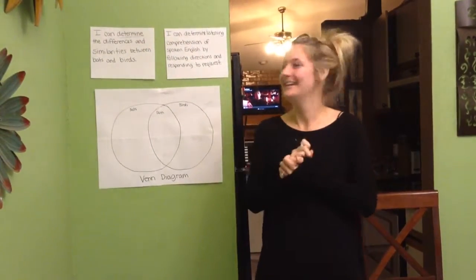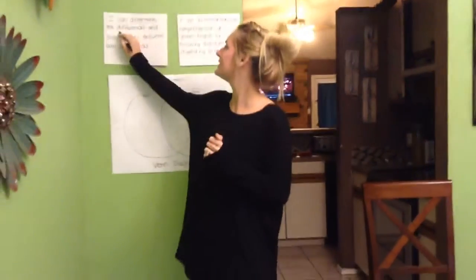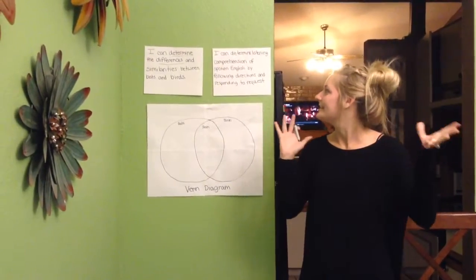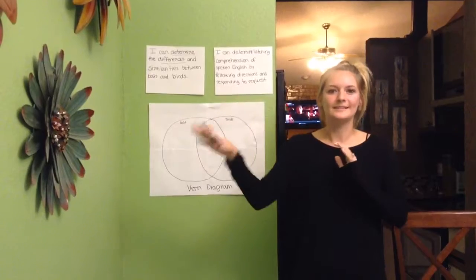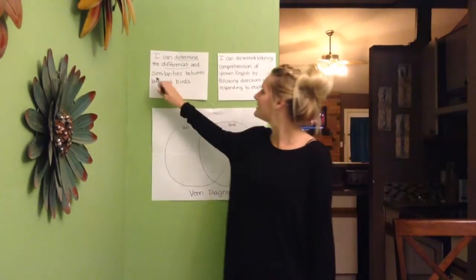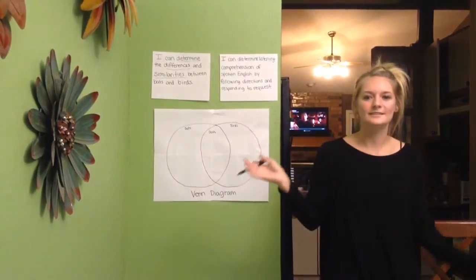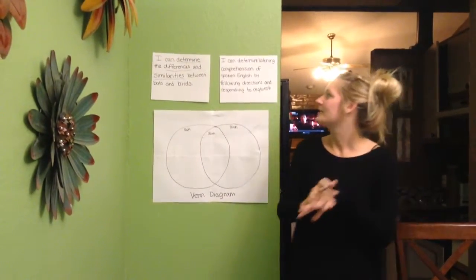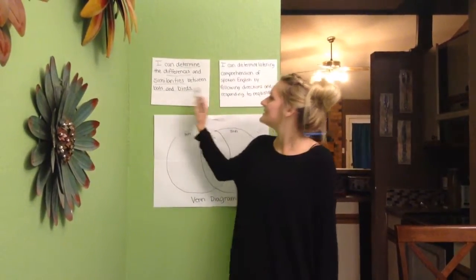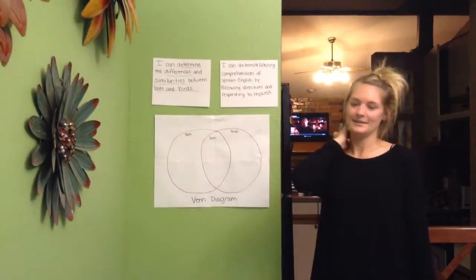What else do you think? So we're going to be looking for differences. What are differences? Yeah, they're like something that are opposite. So one thing does this and another thing does something else. And then what's another one? Similarities. So those are the same. Something that two things have that are in common, that they're the same. And we're going to be looking at these differences and similarities in bats and birds.